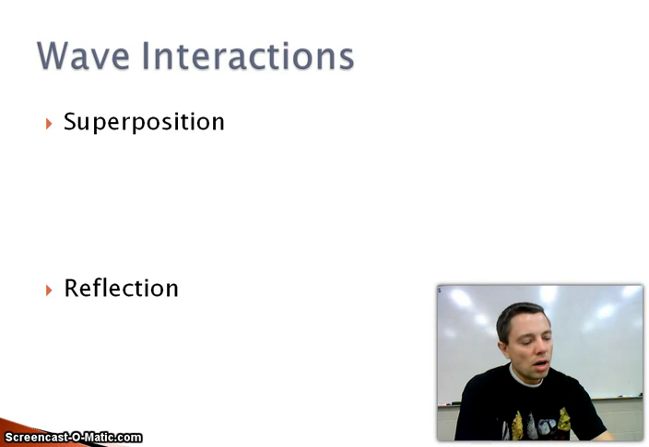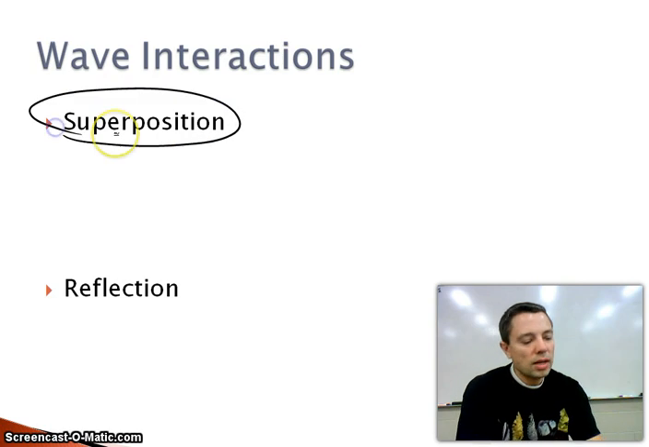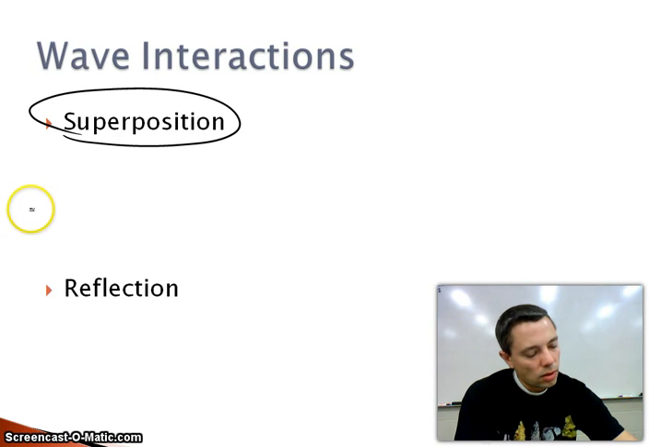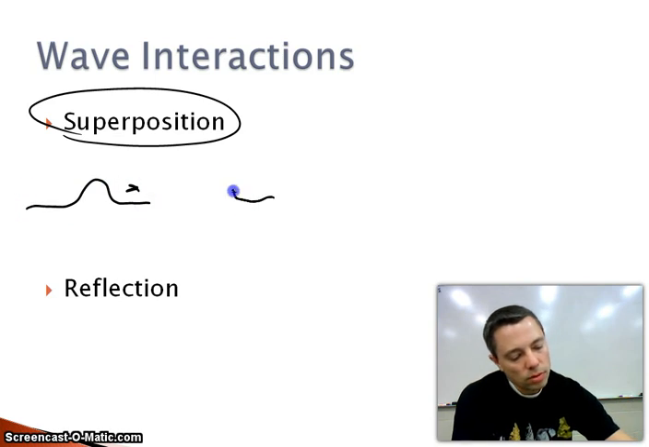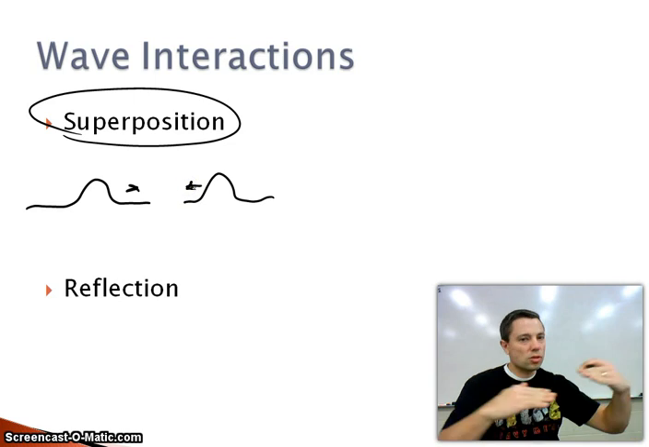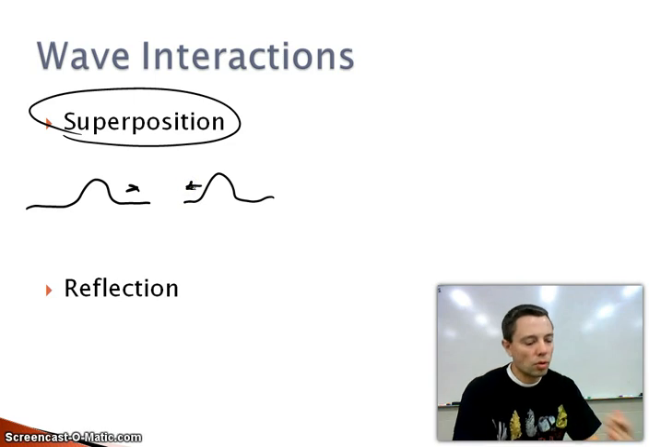Okay, so this is our superposition. Now there's kind of two things that happen when we look at superposition. All we mean by the word superposition is that these waves are going to come together with each other, and they're going to be an additive feature. So if I look at, here's a wave pulse traveling this direction, and I have another wave pulse traveling in this direction, these two wave pulses will pass through each other.